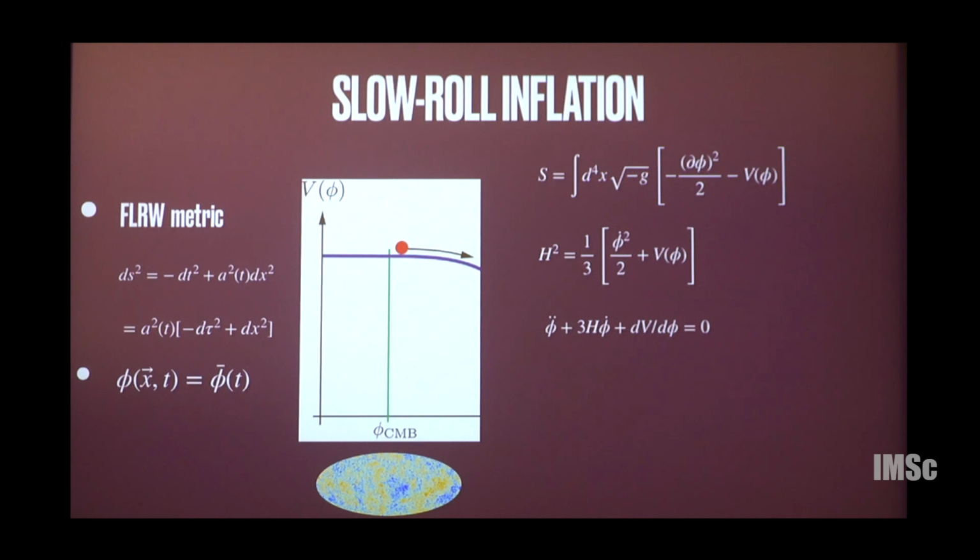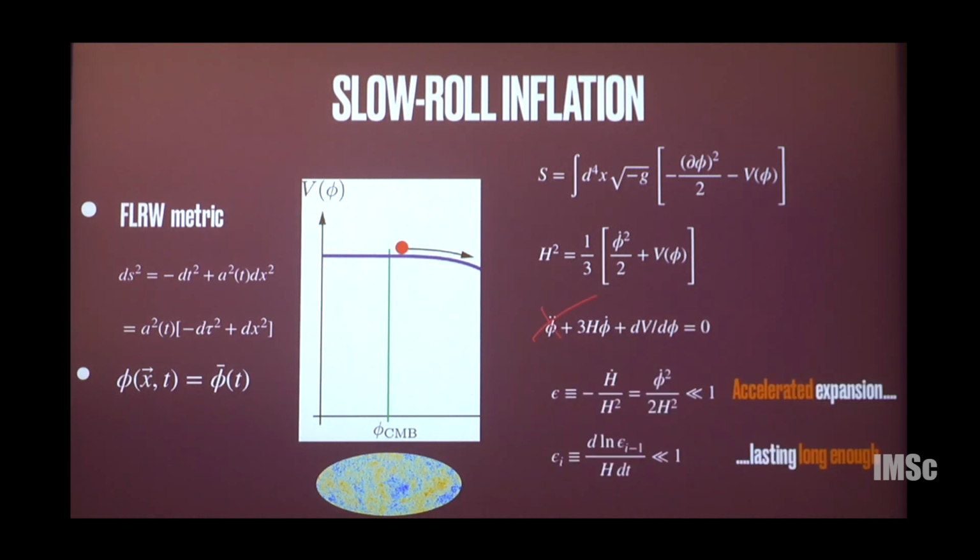We are requiring isotropy and homogeneity of the universe, so this is the kind of metric that we are considering. With this requirement, the scalar field has to depend only on time. It cannot depend on position, otherwise it would violate the homogeneity and the isotropy of the universe. And taking this simple Lagrangian of a minimally coupled scalar field, these are the field equations once you assume this profile for the scalar field. So we have the Friedmann equation and the Klein-Gordon equation.